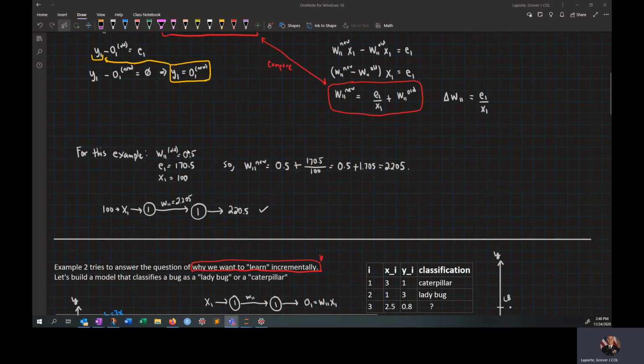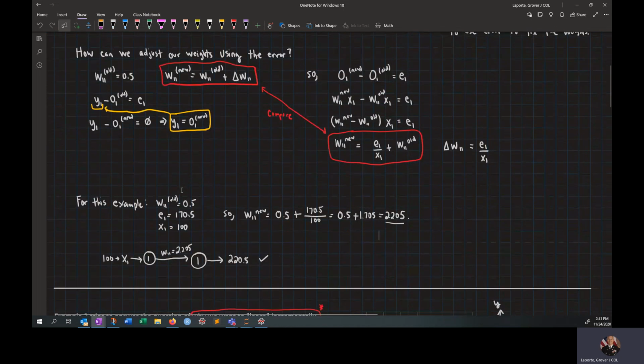And so for this example, you see 0.5, 170.5, and 100. So our W11 new is going to be equal to W11 old plus our error divided by our X1, and you find out that it's 2.205. If that becomes your new model and you put in 100, you get 220.5, and so I think that's exactly what it was. You don't really do this in practice, putting your old data in, though you could check that your model is giving you what you expect; in general you want to put new data in.